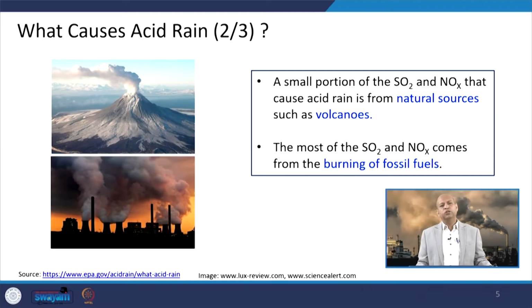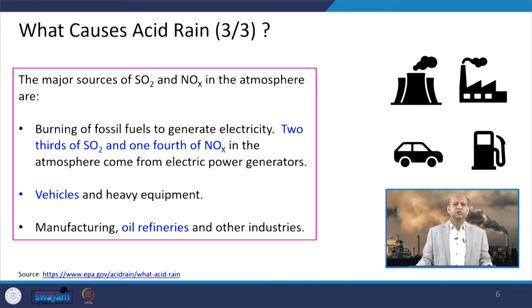A portion of the SO2 and NOx that causes acid rain is from natural sources also, and quite a large amount comes from volcanoes. Still, most emissions of sulfur dioxide and NOx come from fossil fuels because of anthropogenic activities. Wherever we burn fuels, we generate emissions of oxides of nitrogen and oxides of sulfur.